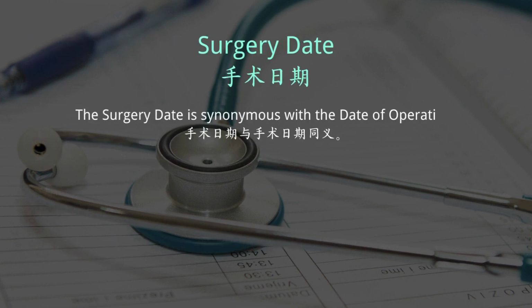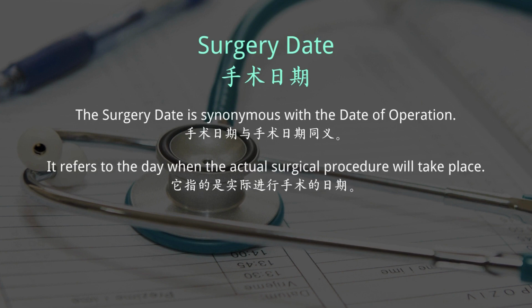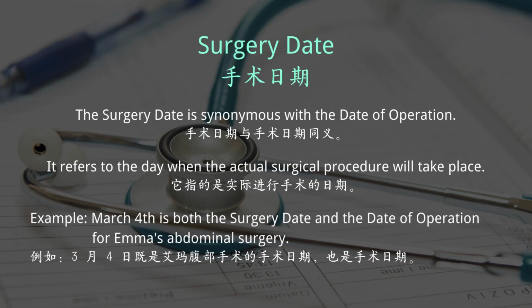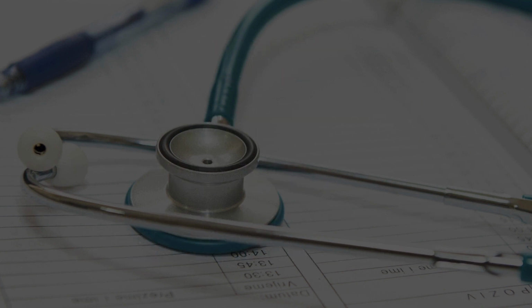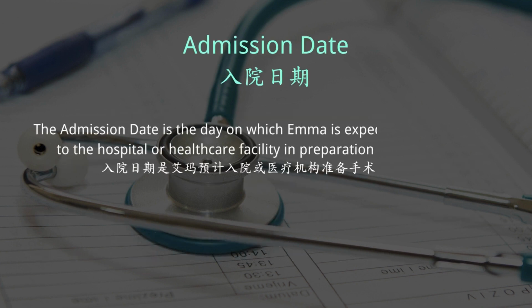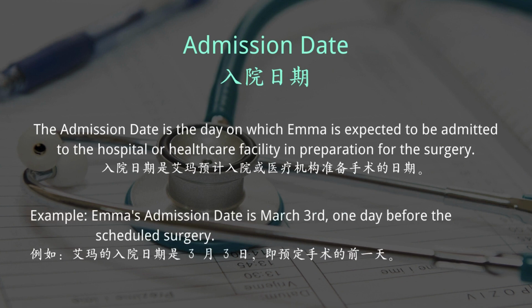Surgery date. The surgery date is synonymous with the date of operation. It refers to the day when the actual surgical procedure will take place. Example: March 4th is both the surgery date and the date of operation for Emma's abdominal surgery. Admission date. The admission date is the day on which Emma is expected to be admitted to the hospital or healthcare facility in preparation for the surgery. Example: Emma's admission date is March 3rd, one day before the scheduled surgery.